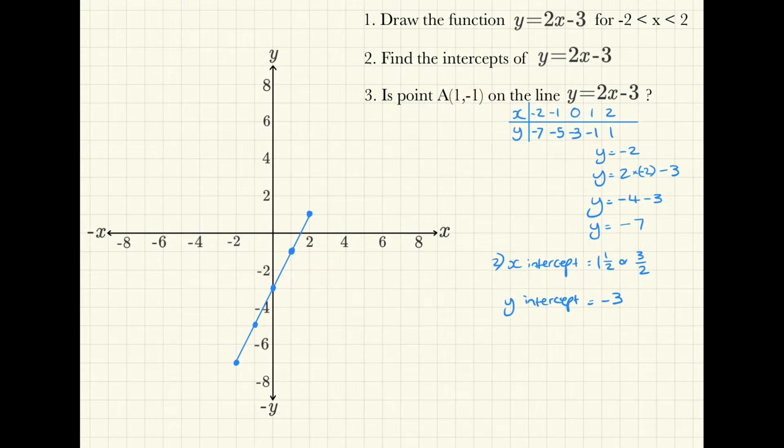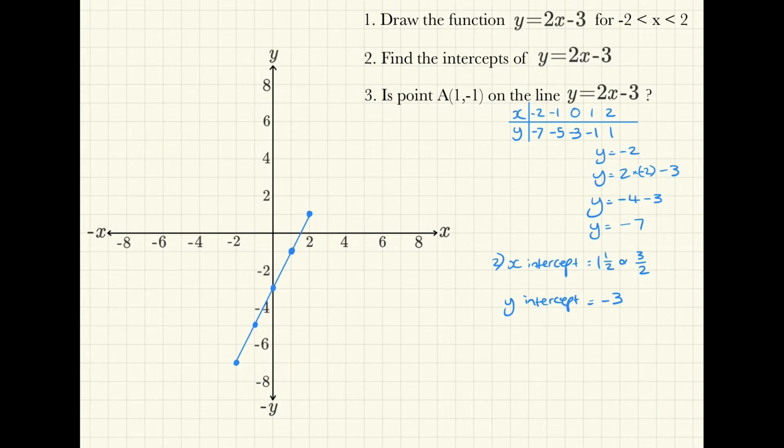And the rule is this: if you substitute a coordinate into a function, if the left side is equal to the right side, then that coordinate is on the line. But if it's not, if you get two different results, then that coordinate is not on the line. Let's go ahead and demonstrate this. We already know the answer. We know that (1, -1) is a coordinate on the line, and it's right there. But let's go ahead and determine this algebraically.